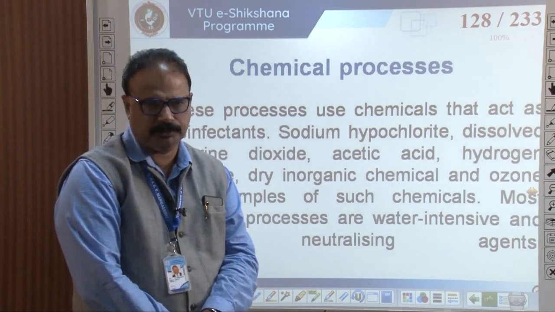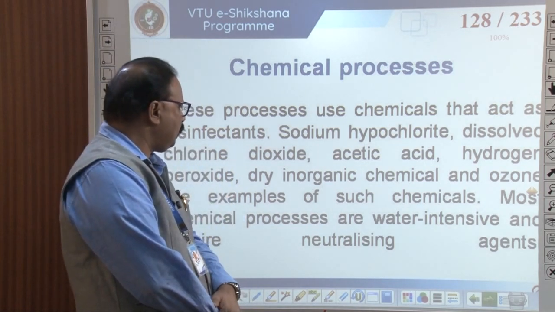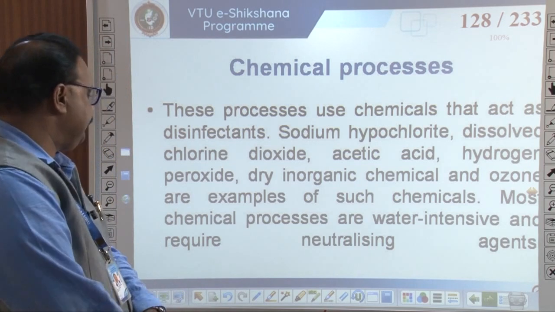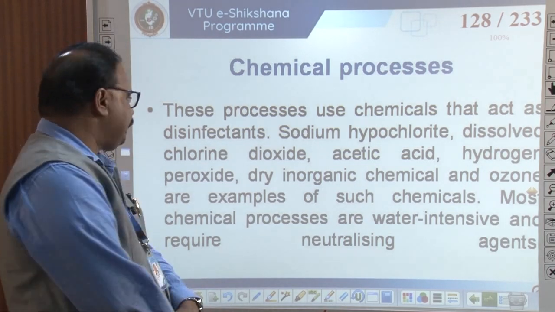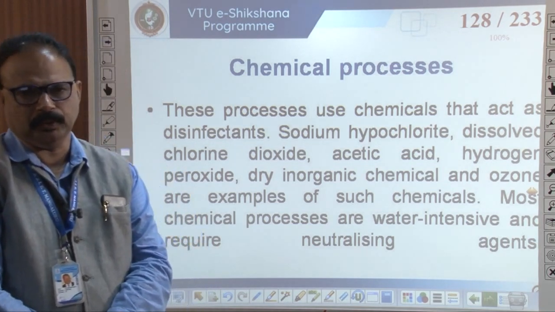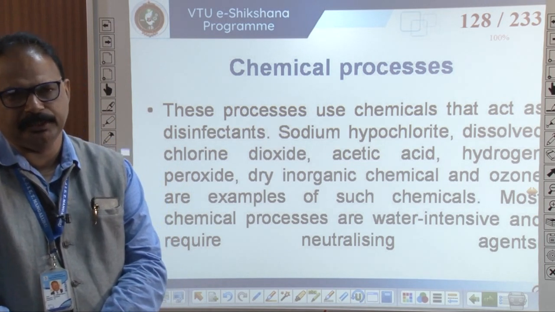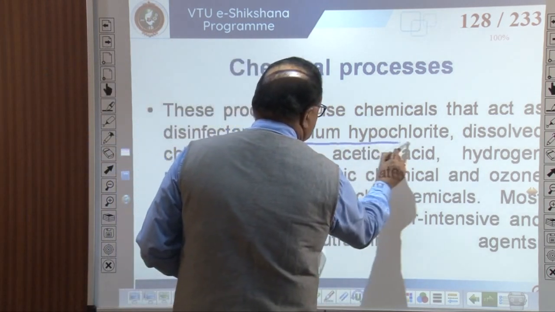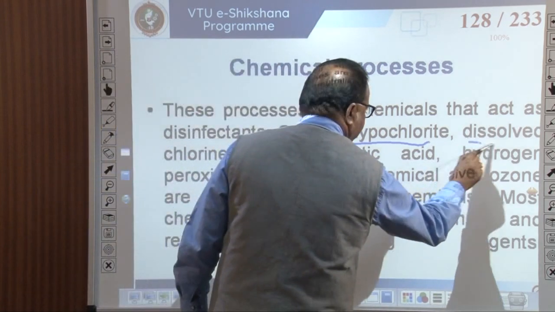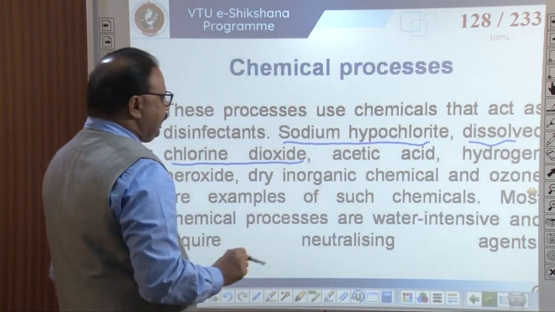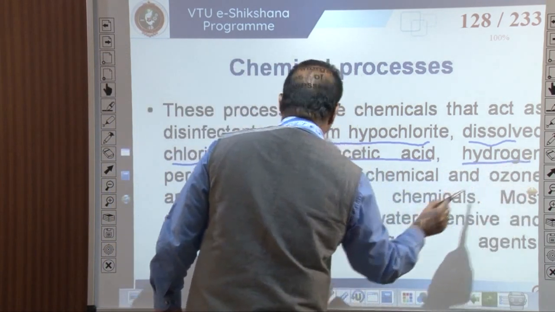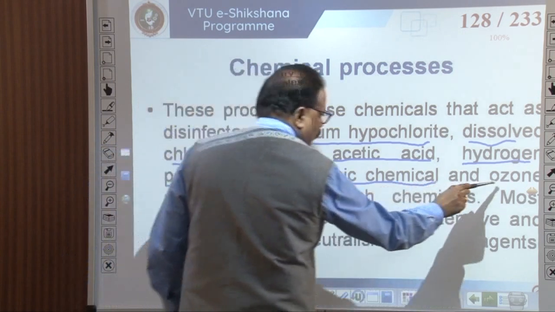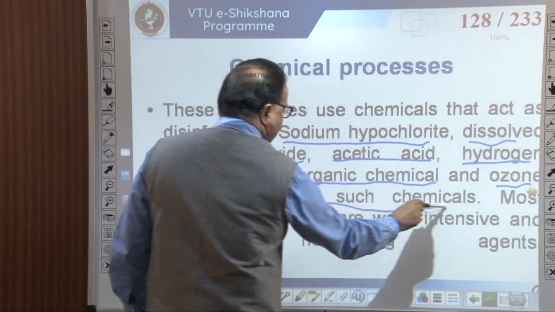The process uses chemicals for disinfection: sodium hypochlorite, dissolved chlorine dioxide, acetic acid, hydrogen peroxide, dry inorganic chemicals and ozone are examples of chemical treatment. In the chemical treatment, what are the agents we are using? Chemicals such as disinfectants, sodium hypochlorite, dissolved chlorine dioxide, acetic acid, hydrogen peroxide, dry inorganic chemicals and ozone treatment are examples of such chemicals.